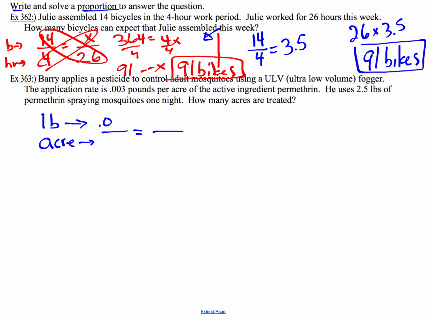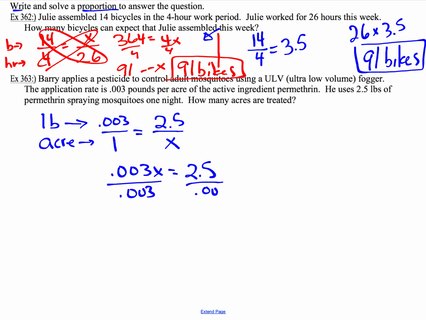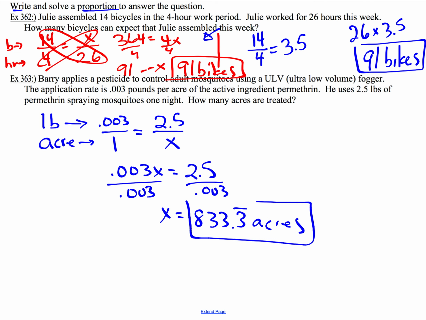The unit rate is 0.003 pounds per 1 acre, and Barry used 2.5 pounds per x acres. If we cross multiply here, we get 0.003x equals 2.5. We'll divide by the 0.003, and we get x is, 2.5 divided by 0.003 is 833.3 repeating acres. So Barry treated about 833 acres.